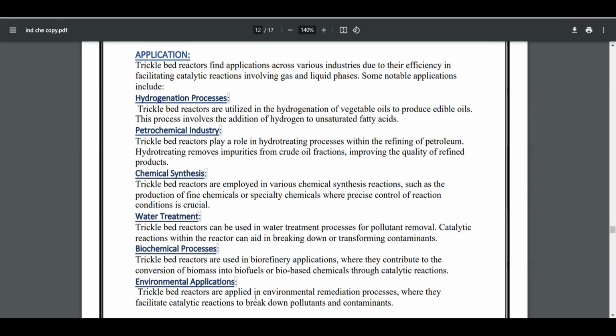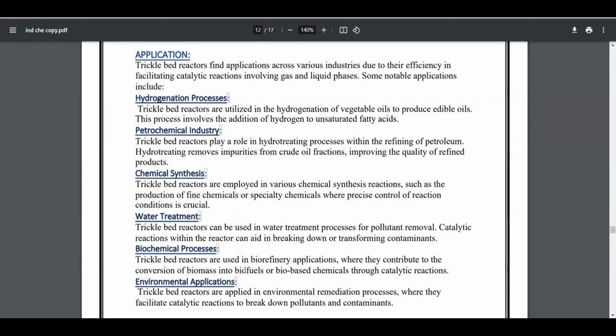The second is the petrochemical industry. They are also used in the petrochemical industry, playing their role in hydrotreating processes within the refining of petroleum. The hydrotreating process will remove impurities from the crude oil fractions, and it will improve the quality of the refined product. And the third is chemical synthesis. These reactors are also employed in various chemical synthesis reactions, such as the production of fine chemicals or specialty chemicals, where precise control of the reaction conditions is crucial.